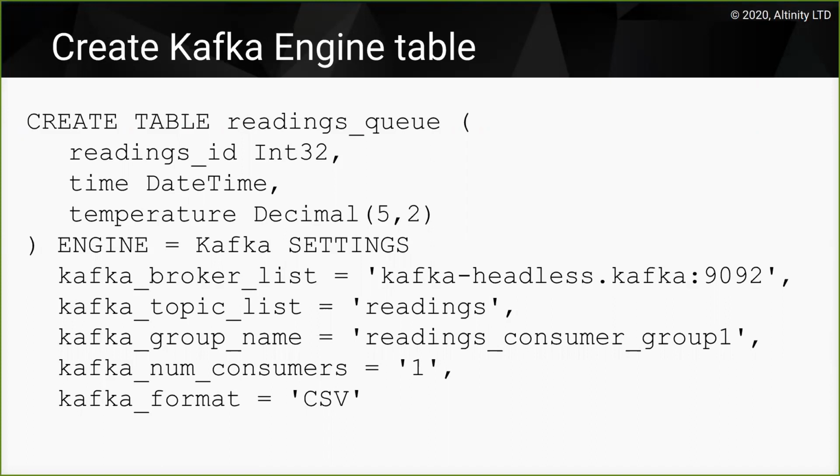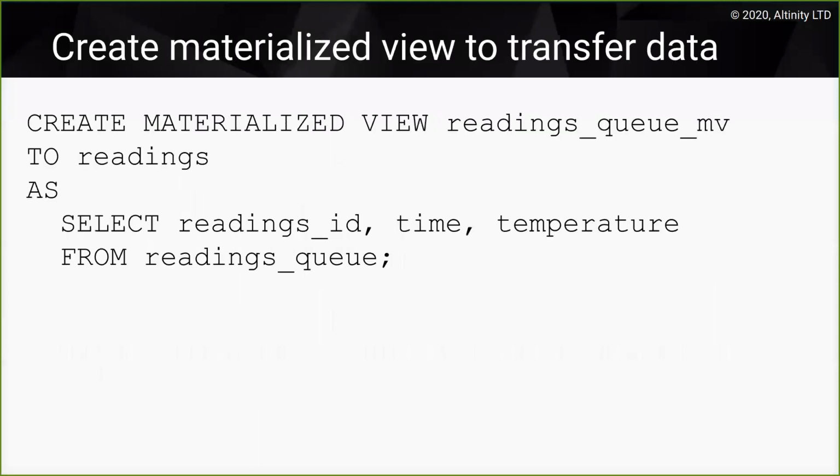So with this, we have the Kafka engine, which encapsulates the topic. We have the target table, which is where we want the data to land. Let's now create a materialized view, and that's going to fetch the data out of the Kafka table engine and put it in the target table. So this is a relatively simple materialized view. We just select the columns and put them into the readings table.